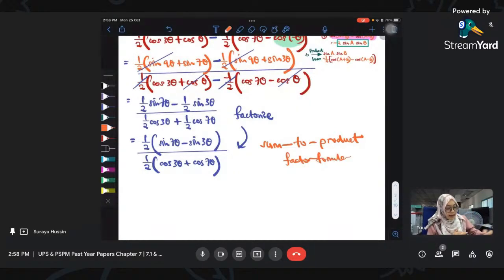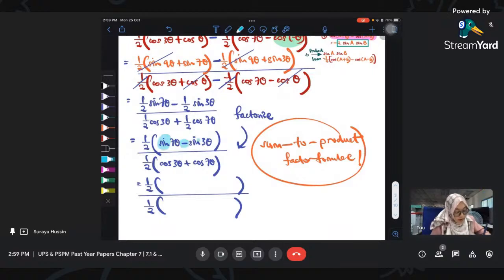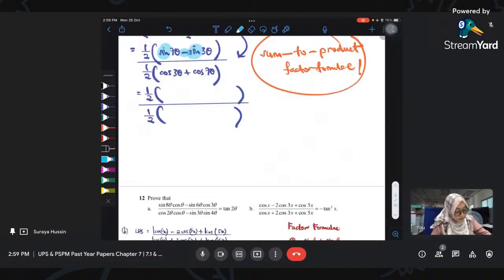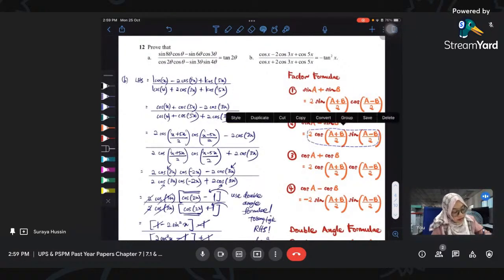Okay, so you gotta apply that and you will get 1/2 times something. Is it quite big? Taklah big sangat. 1/2. So sine minus sine. Let's see. Sine minus sine, formula? It's here. This one. This is sine minus sine.